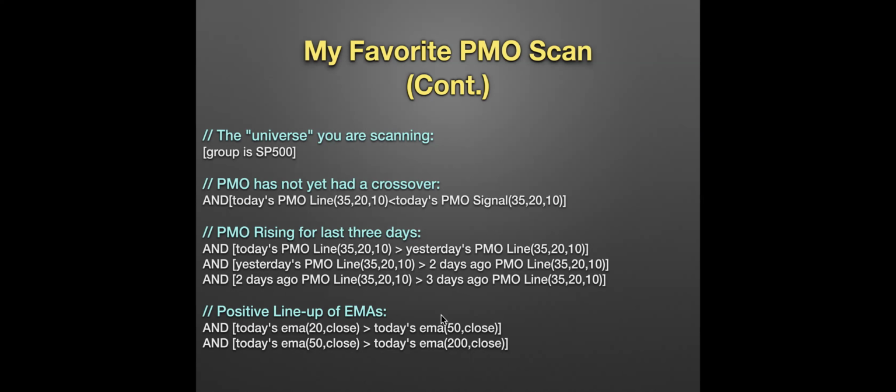The positive lineup of the EMAs, which I already talked about. The 20 is above the 50 and the 50 is above the 200. So you could actually take this scan code, copy and paste it into your StockCharts scan workbench, and you'll be able to use this particular scan. Like I said, I'll show you where the article is so that you can copy the scan code easily. But if you want to take a screenshot, here it is. I'll take a drink of coffee while you screenshot.